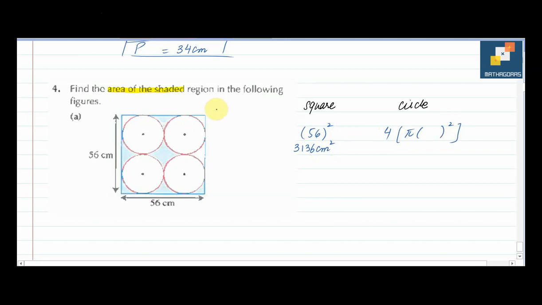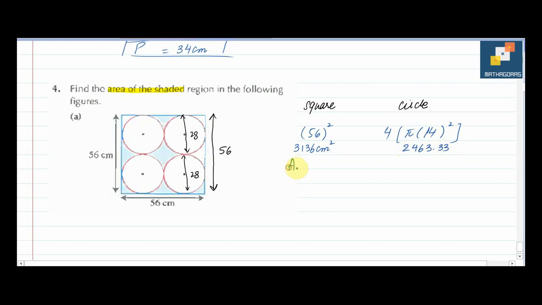If you think that it's 28, then congratulations, you are wrong. Why? Now listen, this total length is 56, right? That means this length is 28 and this length is 28. Agree? Right. So the diameter is 28, it means that the radius is 14. So you need to solve it. It's 14 square multiplied by pi multiplied by 4, because there are 4 circles. So it's 2463.33.